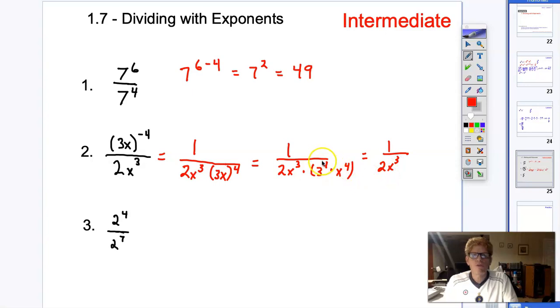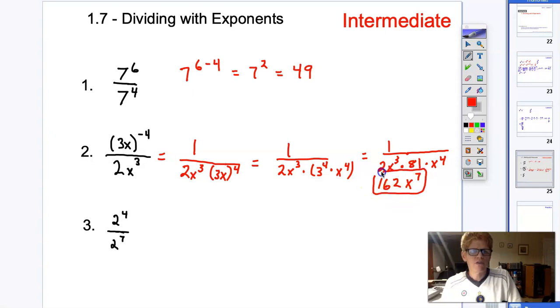And what's 3 to the fourth? Well, 3 to the third is 27. 3 to the fourth, then, would be 81. 2x to the third times 81 times x to the fourth. Now we can combine all of these numbers. We can multiply 2 times 81. That's going to give us 162. And then we'll take x to the third and multiply it times x to the fourth, which means we add the exponents here, which will give us x to the seventh. 162x to the seventh is our answer.